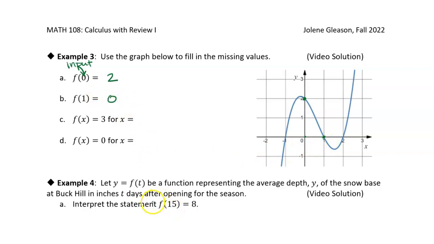All right, C and D are a little bit different. Here, we're given that f of x equals 3. So the value of the function is 3, and we want to know the corresponding x value. Now we're going to look at a value. f of x is 3, right?